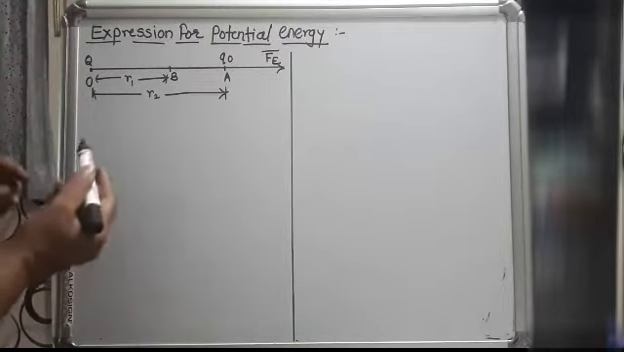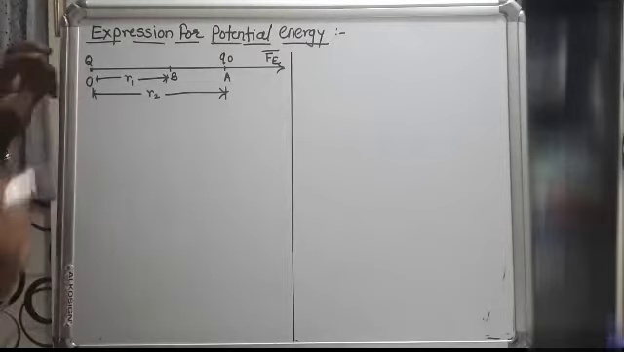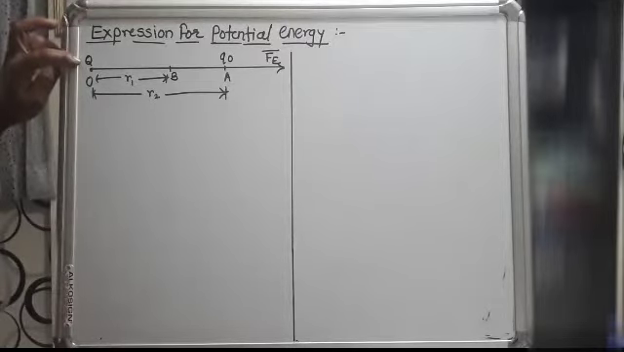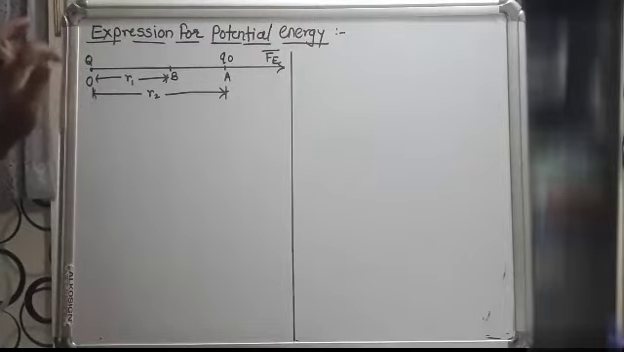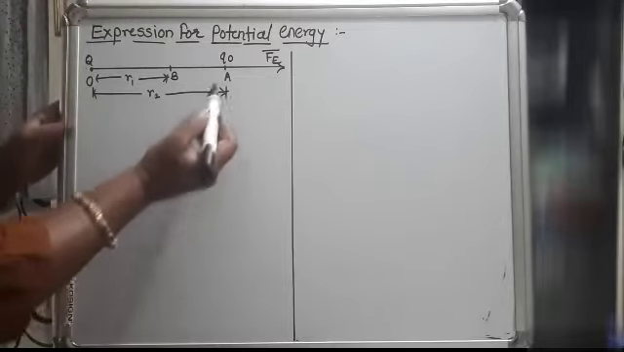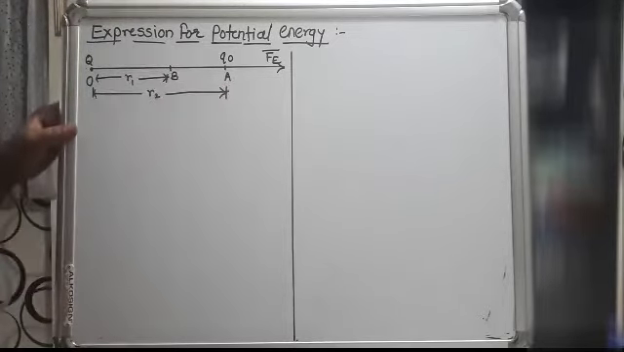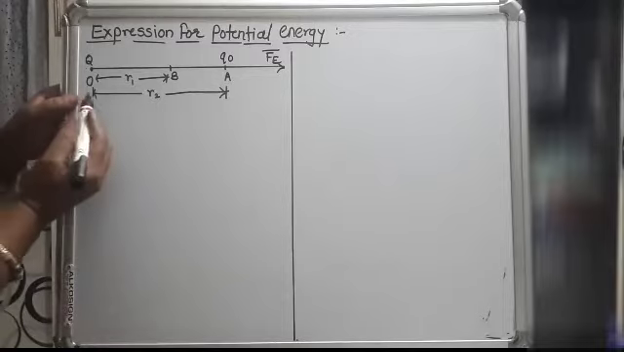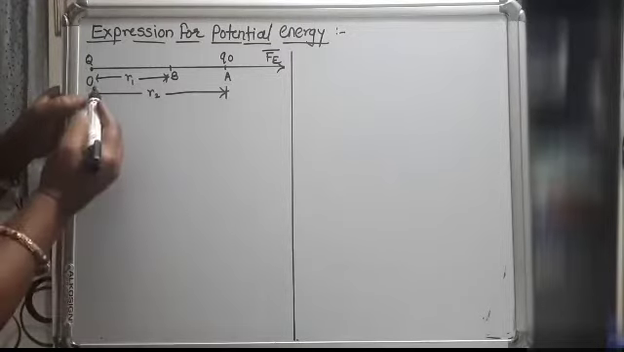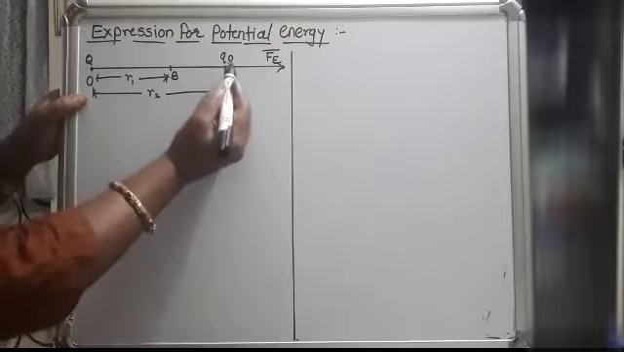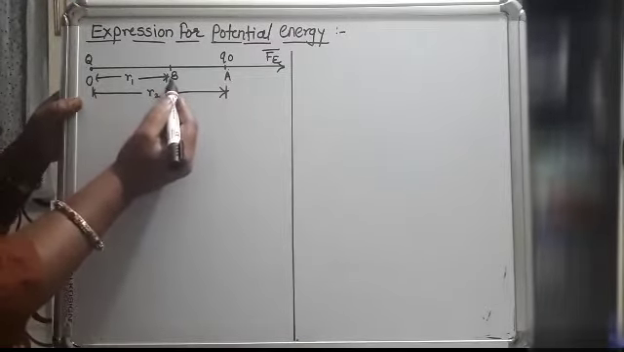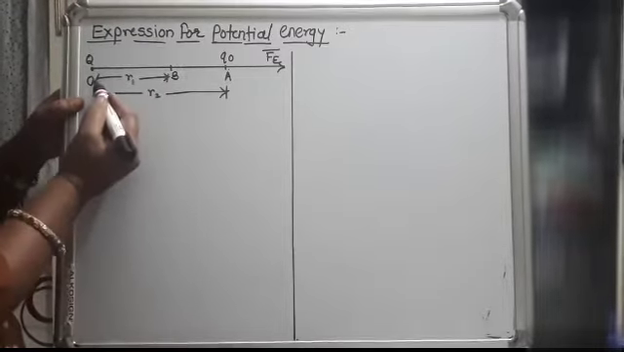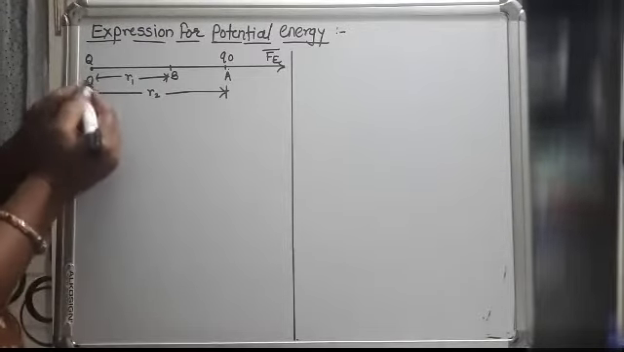Consider a source charge +q situated at point O, and because of this source charge there is an electric field around it. Consider another charge q0 situated at point A at a distance of r2 from point O. This charge q0 is displaced from A to B, and point B lies at a distance of r1 from point O.